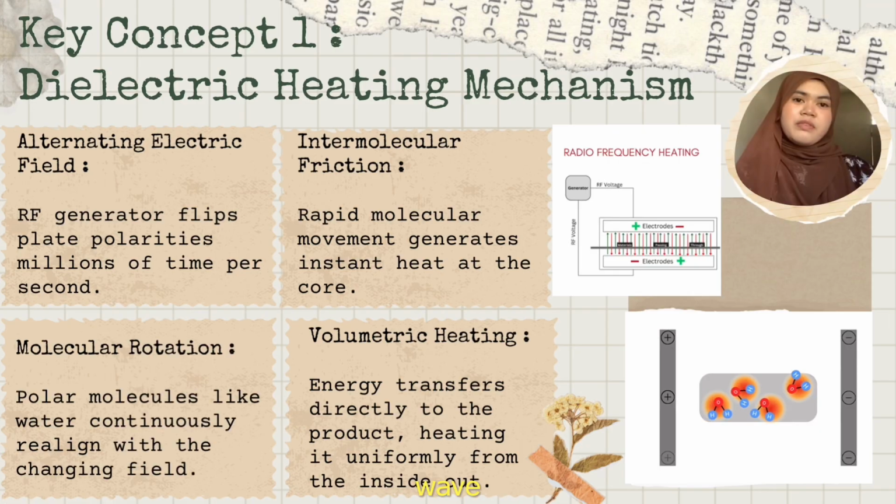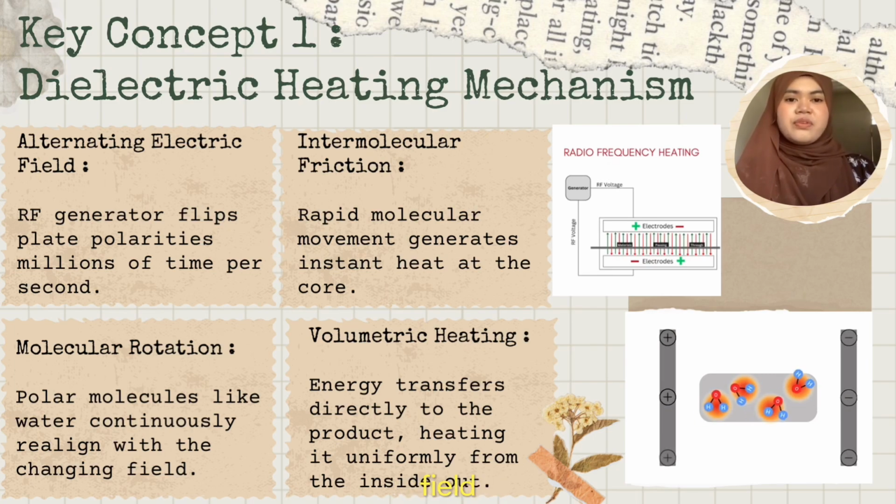To understand how radio wave heating works, we have to look at the microscopic level. The process relies on a mechanism called dielectric heating. When a material is placed between two electrodes, a high-frequency alternating electric field is applied. This field switches polarities millions of times per second. Most materials, especially those containing moisture, are filled with polar molecules like water. These molecules act like tiny magnets, having a natural positive and negative end.